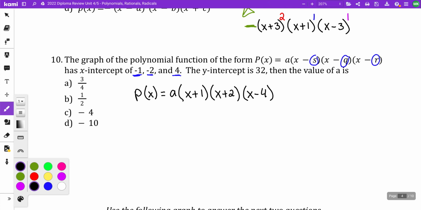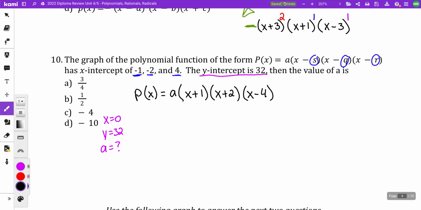The only way you could find an a value is if you knew another point that you could use as x and y values. Hence, their random inclusion of the y-intercept. They are giving you an x value of 0, a y value of 32, so that you can go and solve your a value.